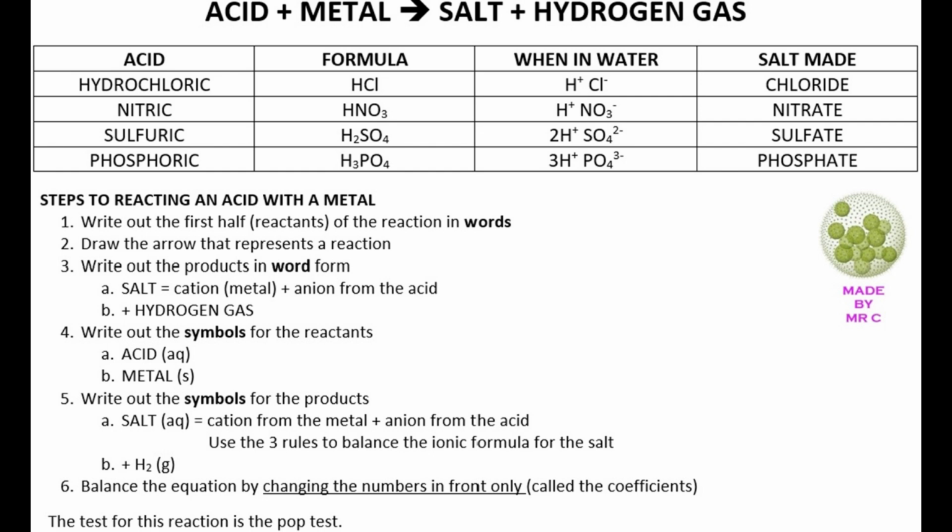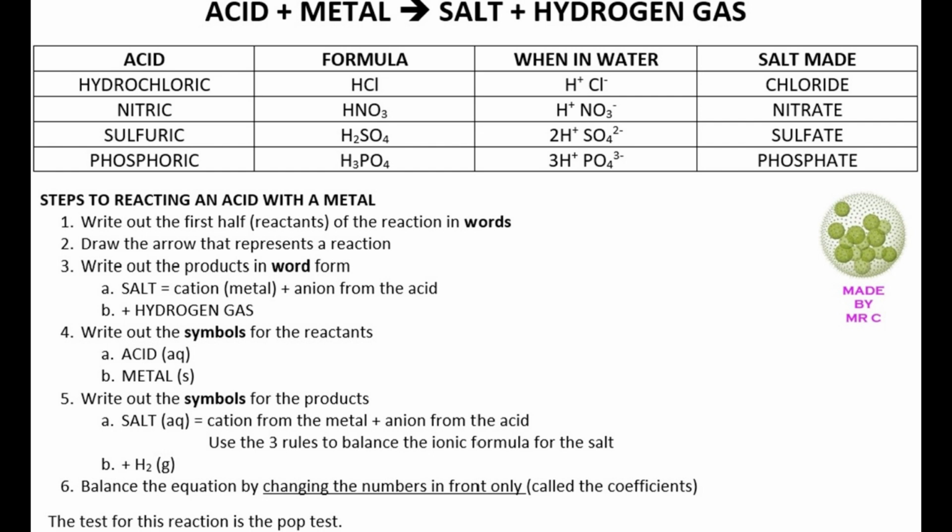Then we draw an arrow to represent the reaction taking place. Then we're going to write the products in word form. And the salt made is going to be the cation from the metal and the anion from the acid. And the other product is hydrogen gas. So that becomes the word equation.